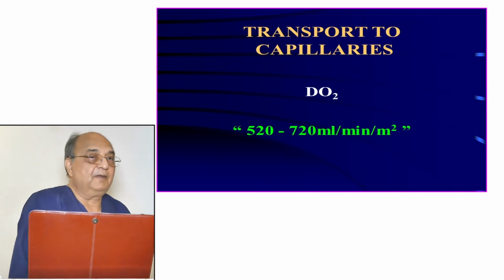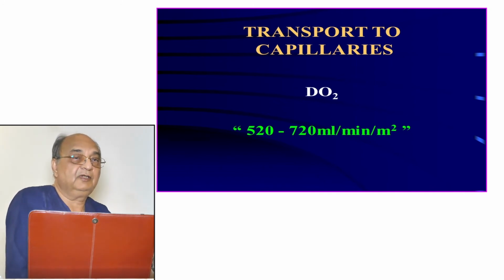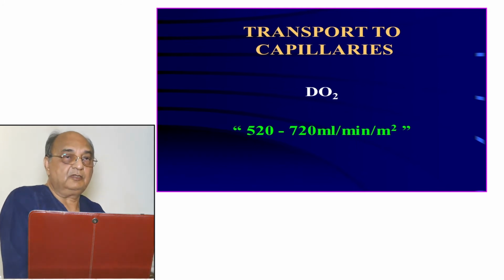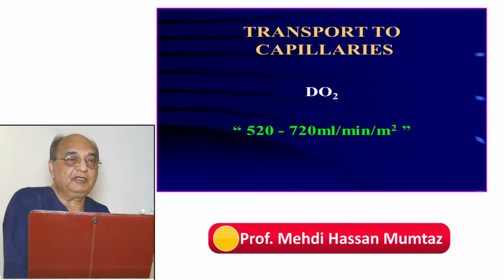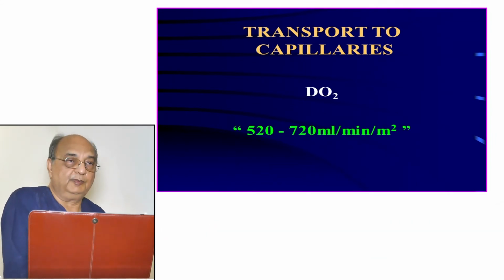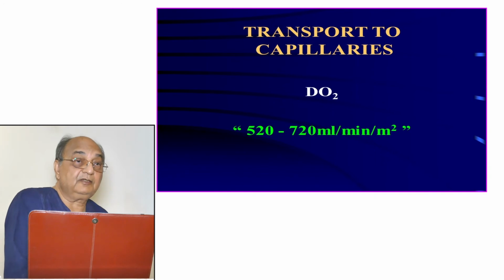Transport to the capillaries. Once the hemoglobin has been saturated, it depends on the amount of hemoglobin. So we calculate the DO2, how much oxygen is being delivered to the tissues. We look at the hemoglobin level, how much oxygen is combined, how much hemoglobin is saturated. Then we see how much oxygen is present in the plasma under the partial pressure of oxygen.